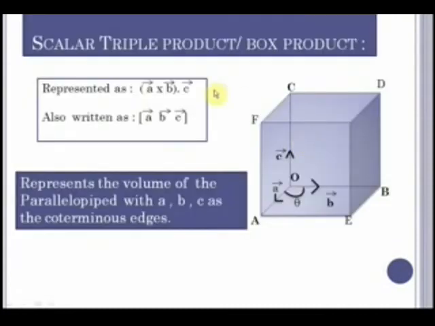Now the next type of product is scalar triple product or the box product. Now till now we have seen the product of two vectors. Now let's try to see the product of three vectors.